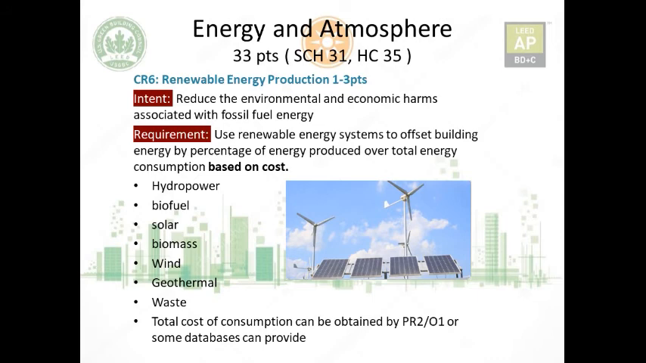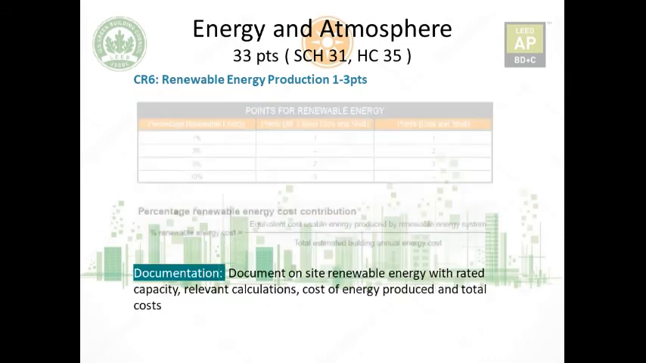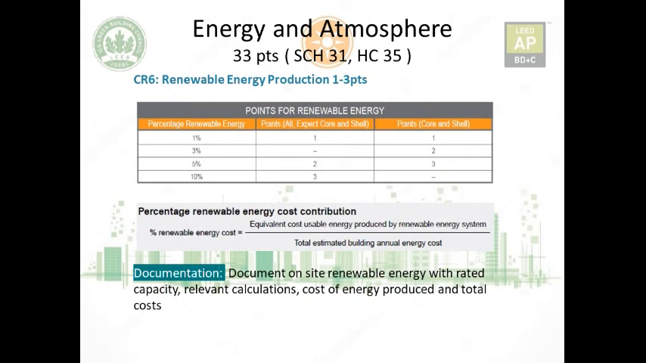We're going to see in the next slide how much percentage is going to earn how many points. So as per the table, if you are able to show that you have offset 1% of building energy cost by renewable energy production on site, you are able to gain 1 point for all adaptations. There is a little bit of change in core and shell, but the maximum number of points you can earn is 3, up to 10%. And this is the formula that you can use.